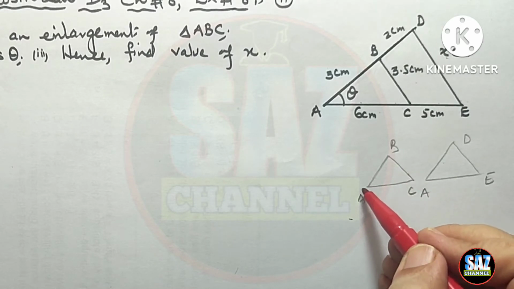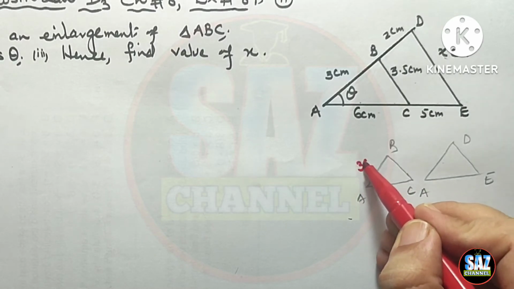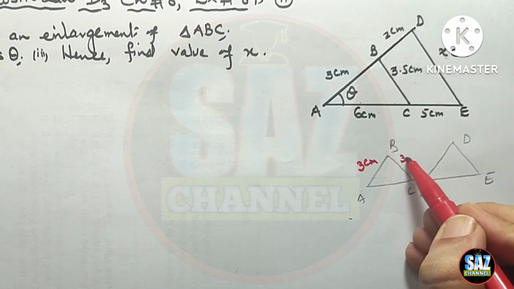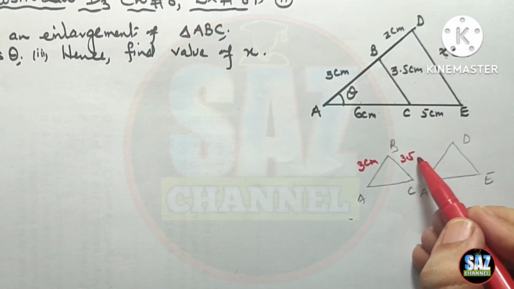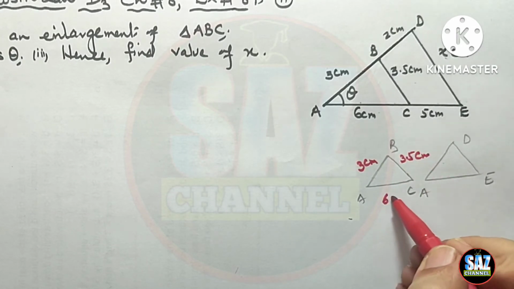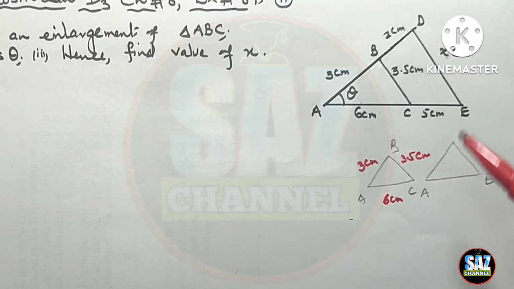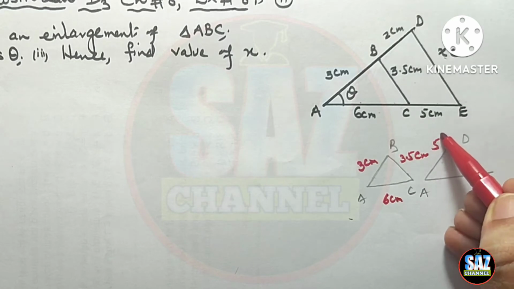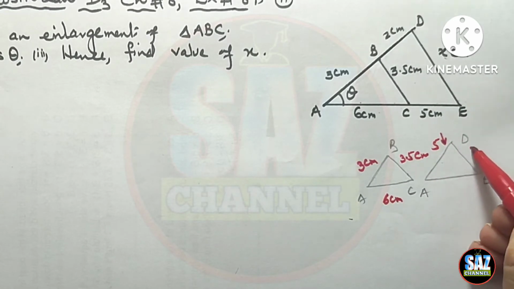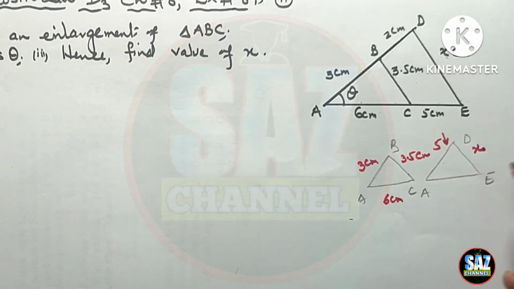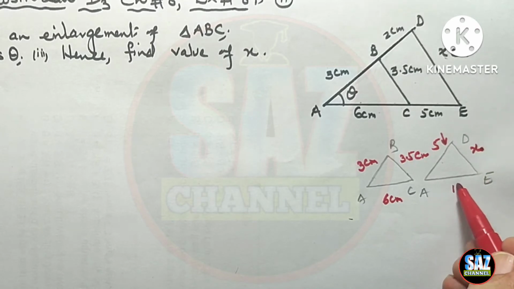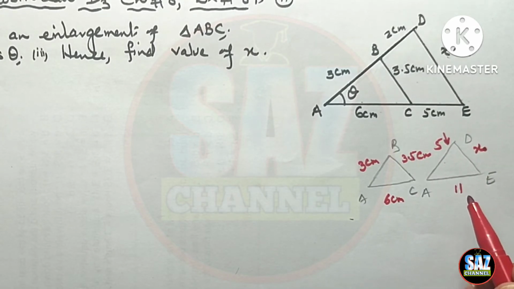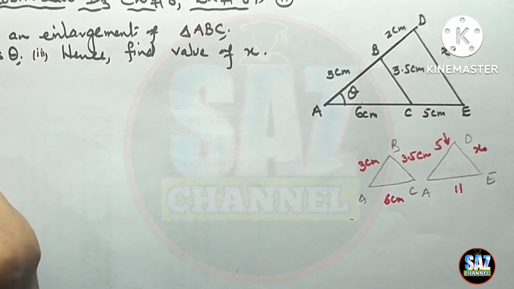And now A to B is 3 centimeter, this is 3.5 centimeter, and this is 6 centimeter. And now AD is total 5 centimeter. This side we do not know, and the base is 11 centimeter. Now, how to solve this part of the question?